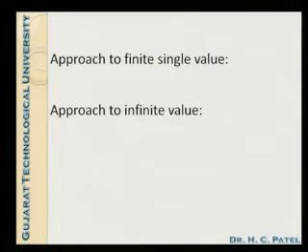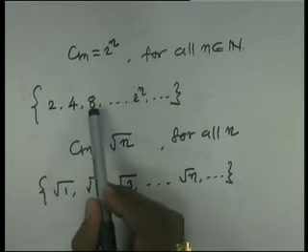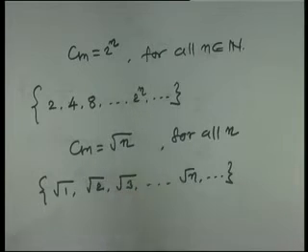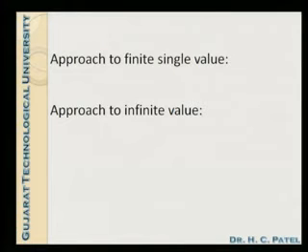Here, tabletop please. In this sequence we can see 2, 4, 8, 2 raised to n and so on. So this sequence has approach as infinity. This is actually an unbounded sequence. We will see this term later on. Slide please. Next.